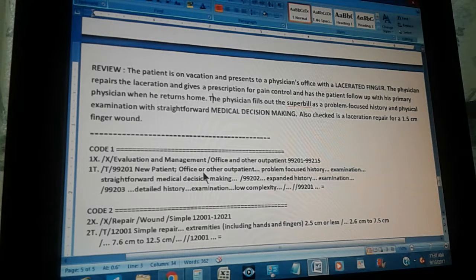So that's why you're a new patient, right? Right. And then? Office or other outpatient. Which is our problem or our situation. And then? Problem focus history. Examination. Straightforward medical decision making. I think we have everything there, right?